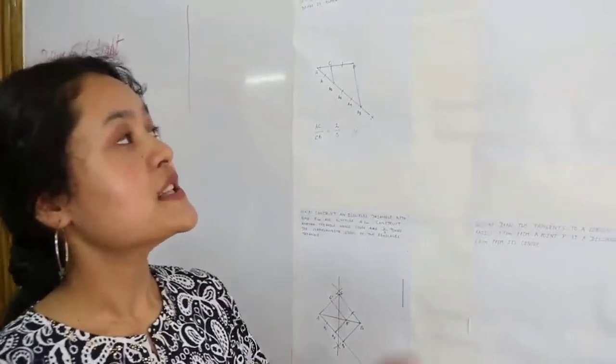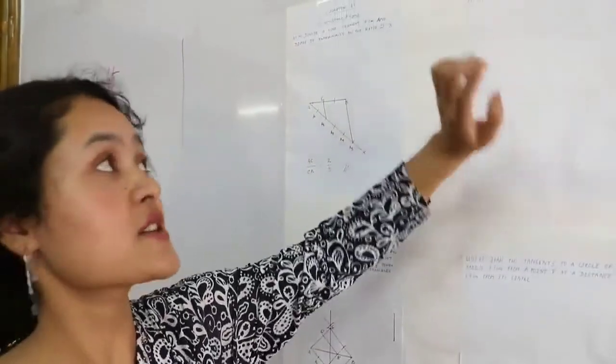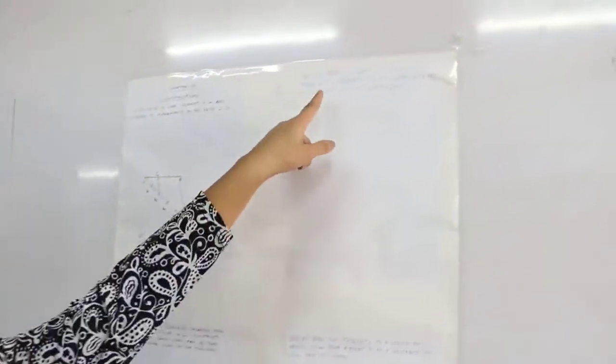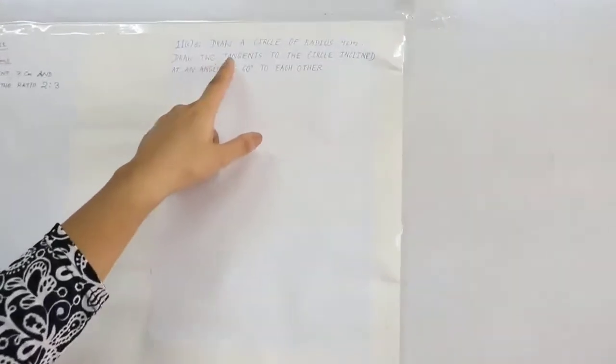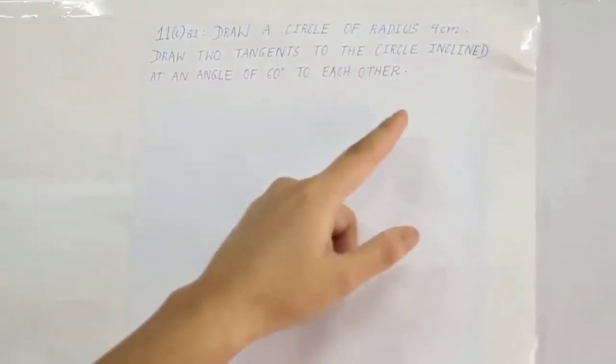Now we'll do the next exercise, 11C, question number 1. We have to draw a circle of radius 4 cm and draw two tangents to the circle inclined at an angle of 60 degrees to each other.